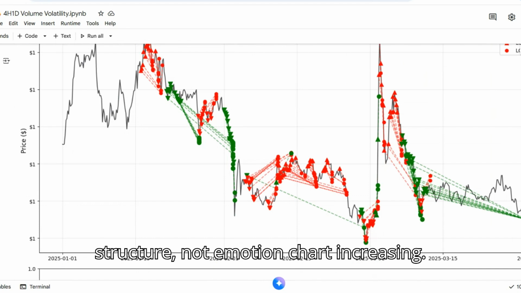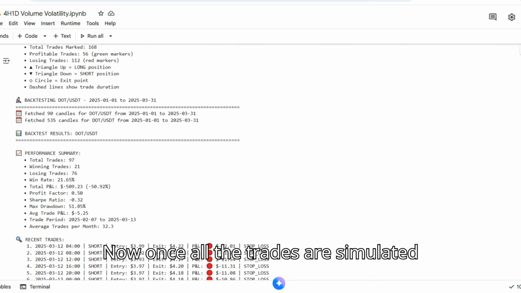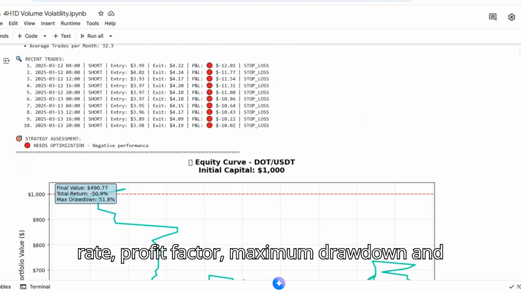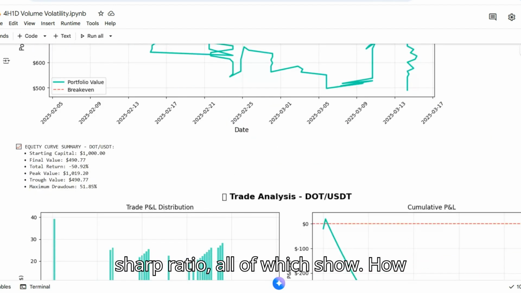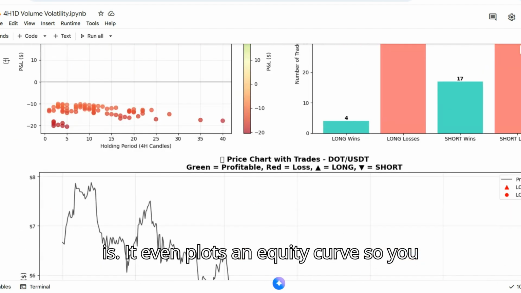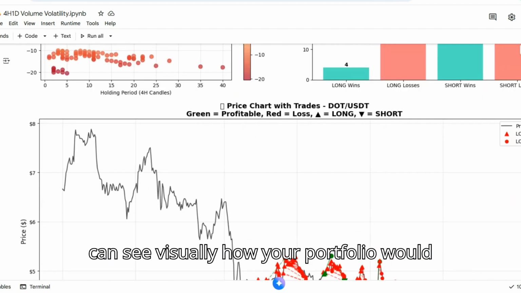Now, once all the trades are simulated across historical data, the backtest calculates performance metrics, like win rate, profit factor, maximum drawdown, and Sharpe ratio, all of which show how stable and profitable the strategy really is. It even plots an equity curve so you can see visually how your portfolio would have grown over time.